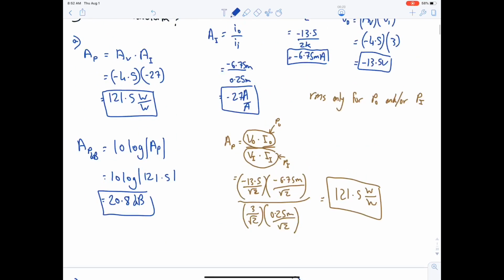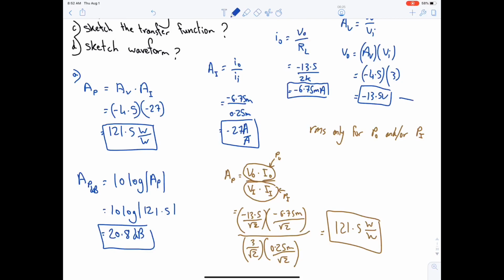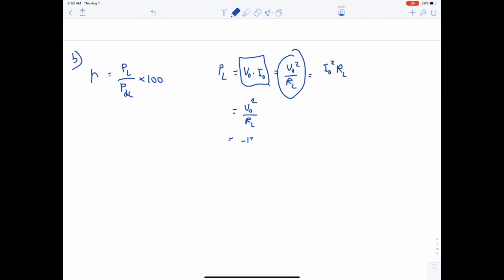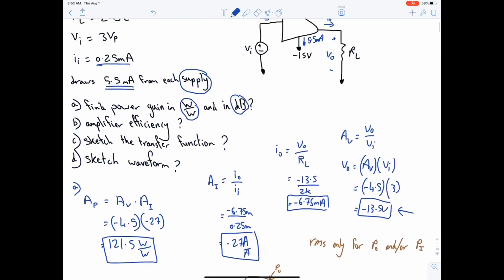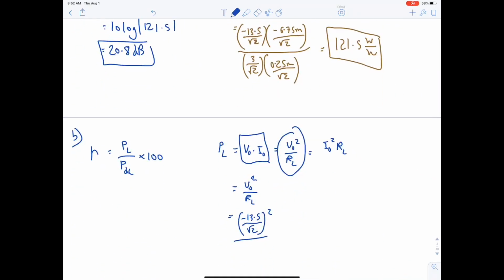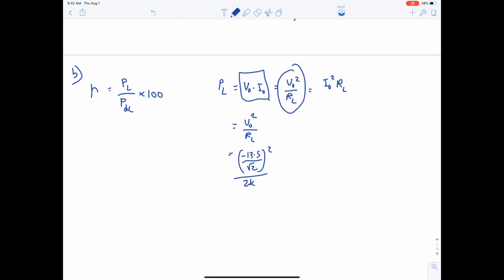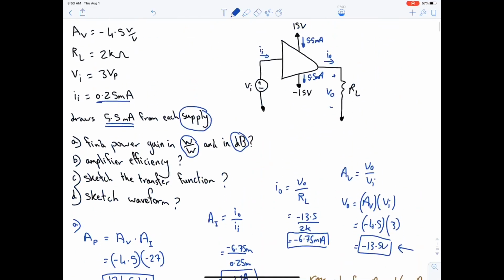What's the output? The output is minus 13.5 in here. Minus 13.5 squared, but don't forget that this is P output, P load, so we need to use the RMS squared over RL. RL is 2 kilo ohm. This will give us 45.5 milliwatt. Now we need to find PDC. PDC is the power across the power supplies.